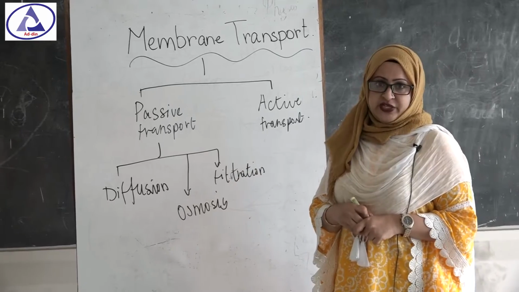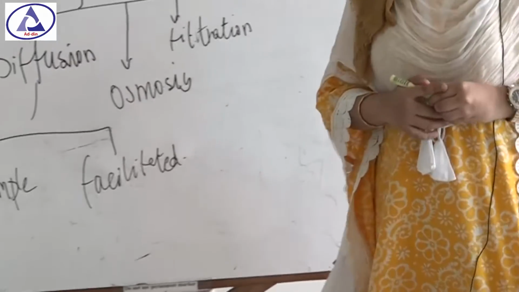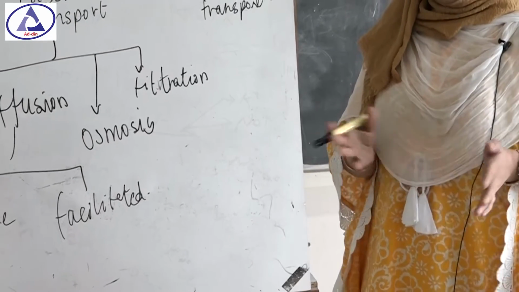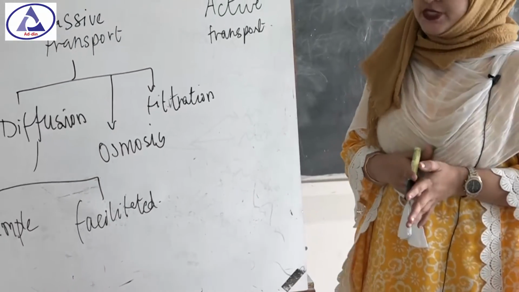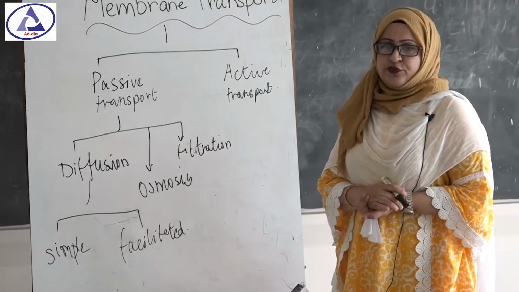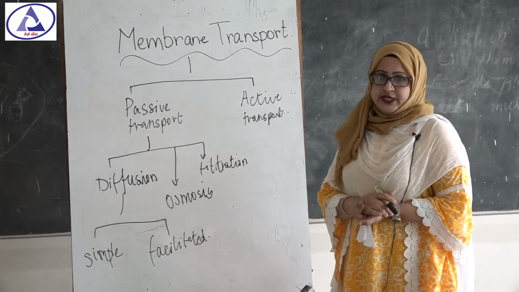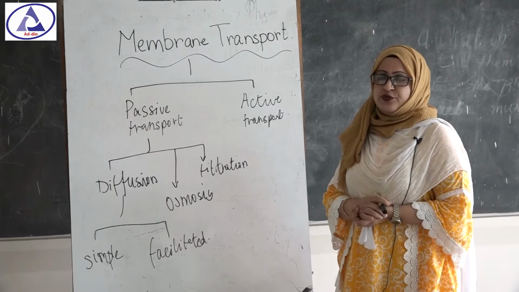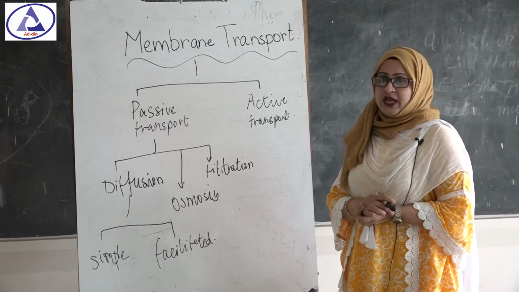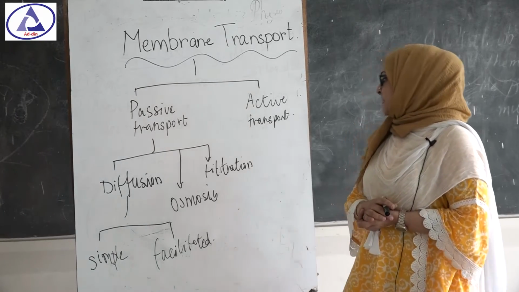Diffusion is further divided into simple diffusion and facilitated diffusion. Simple diffusion is like transport of oxygen and carbon dioxide, which are lipid substances, and some non-lipid substances like transport of glucose and amino acid. Facilitated diffusion is transport of substances from a region of high concentration to low concentration with the help of a carrier protein. Example is glucose and amino acid.